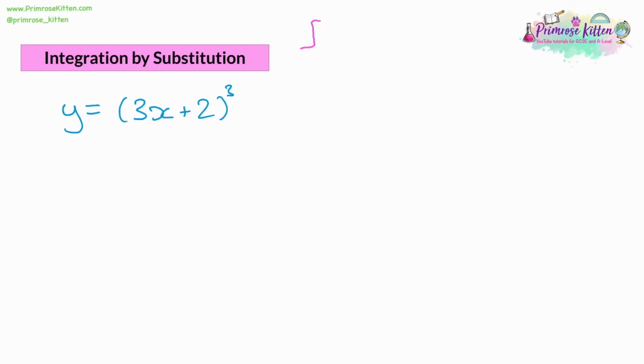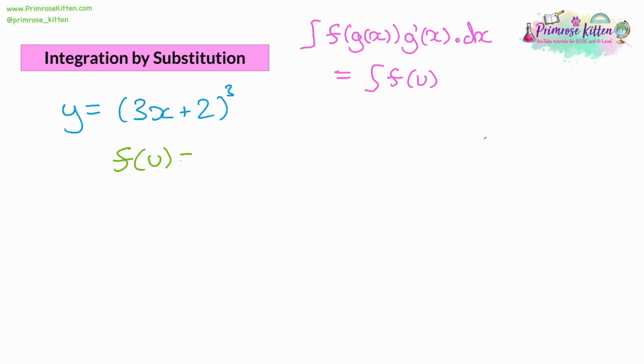If we have the integral of a function g(x) multiplied by g dash x, then we can say that that's equal to the integral of the function of u. So the f part, we're going to call it f of u because we're going to take out what's inside the brackets as a substitution. So that's going to be our bracket and it's cubed. Then we've got our g of x, that's what's inside the bracket, 3x plus 2. And this is also the same as u. Now we need it in the form g dash x. So if we differentiate it, we're going to get 3.